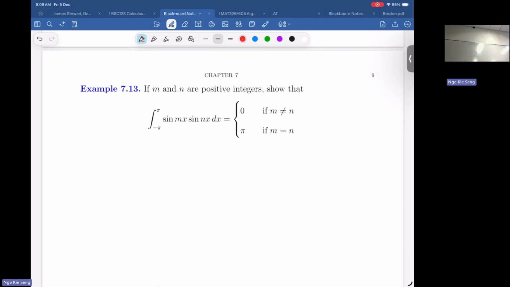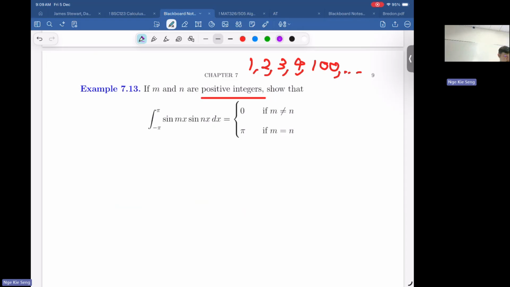Let's say this m and n are positive integers. Any positive integer, meaning like 1, 2, 3, 4, or 100, and so on, right? Show that if m is not equal to n, this thing actually is 0. Very easy. If m equals n, then this thing is 5. So what's this thing? Sine mx and sine nx.